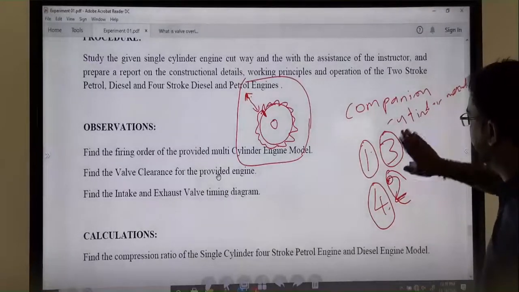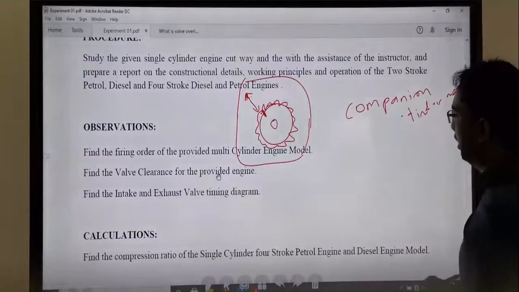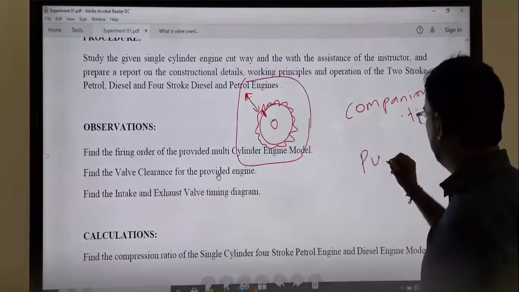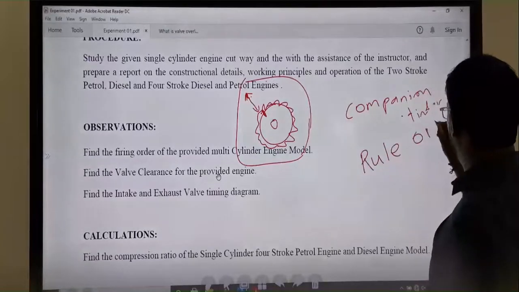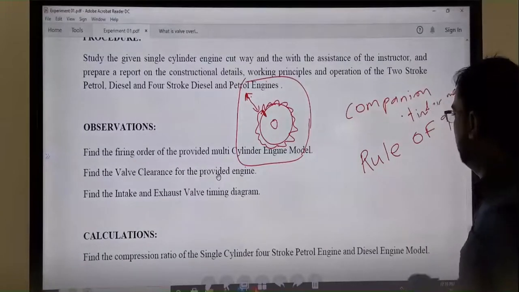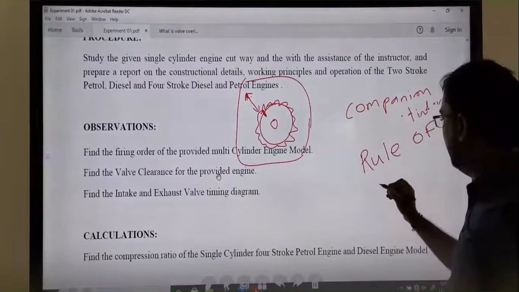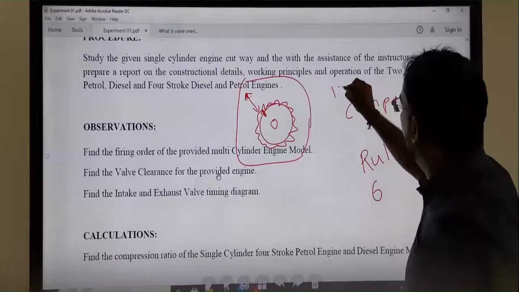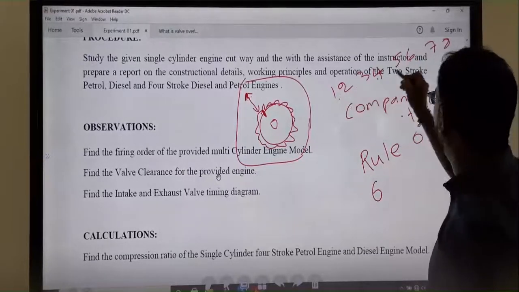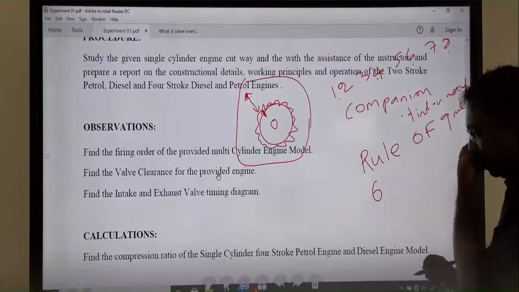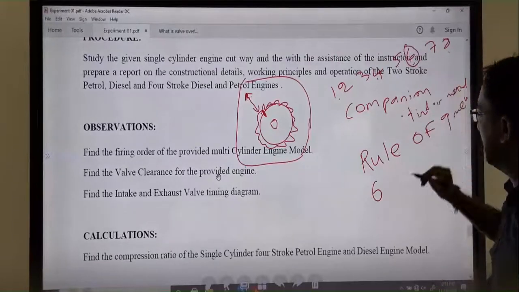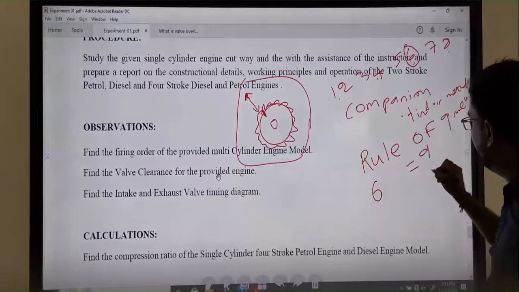The other method is also the same as this. That means the rule of 9 method. That means we need to adjust the 6 valve. The valves are numbered 1 to 8 across the four cylinders, first, second, third, fourth. So the 6 valve means the exhaust valve of the third cylinder. So the total must be 9.